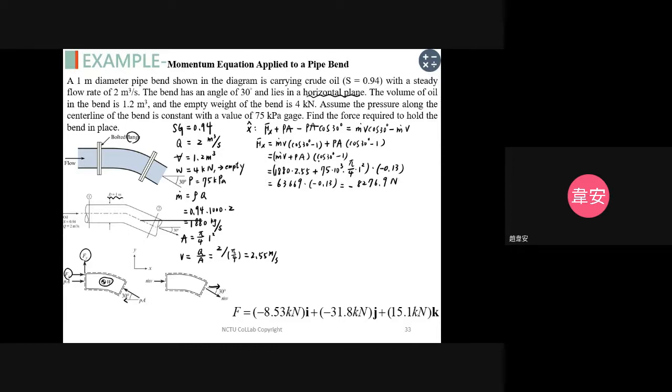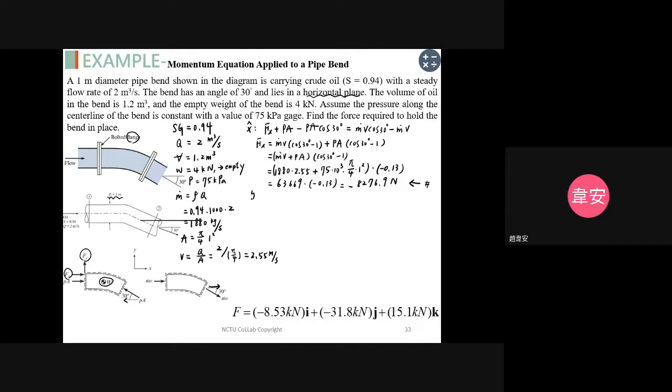As you see, the Fx is the support force contributed from the flange. So the Fx is negative. That means the force direction is along the left side. Okay, so this is the answer for the X direction.